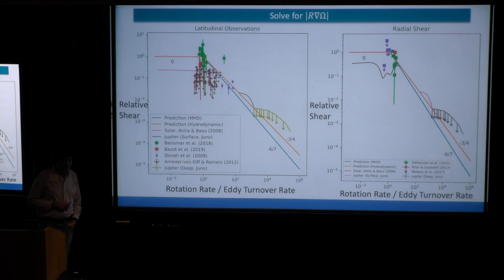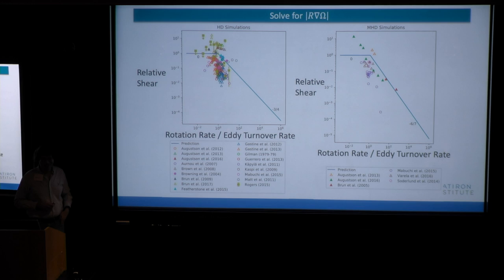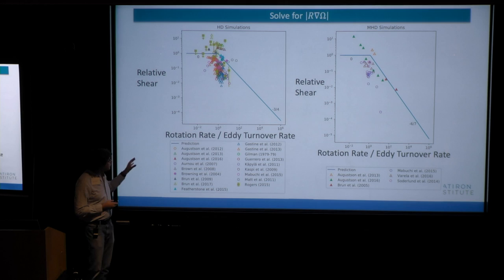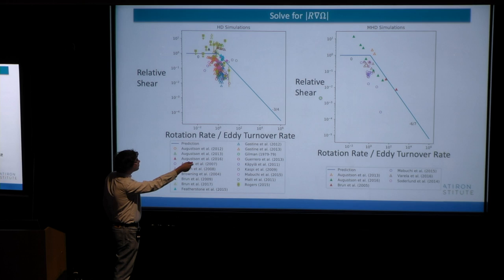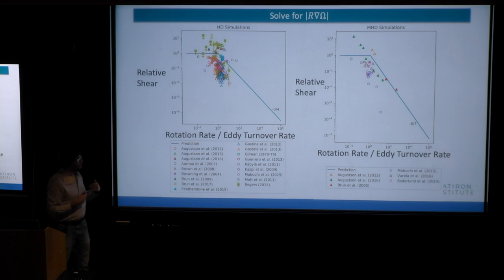Okay, so this is maybe the obvious comparison that I should have started with, which is what the simulations say. On the left are hydrodynamic simulations, and on the right are MHD. In each case, I'm comparing against the prediction from the relevant regime. In the MHD limit, it really does look like we've got the scaling right, although I'm a little worried that out at these 3 points, out at slow rotation, it seems like it keeps going up. So if anyone wants to run a simulation at a really slow rotation rate and tell me if the point is there versus there, I'd be very grateful.